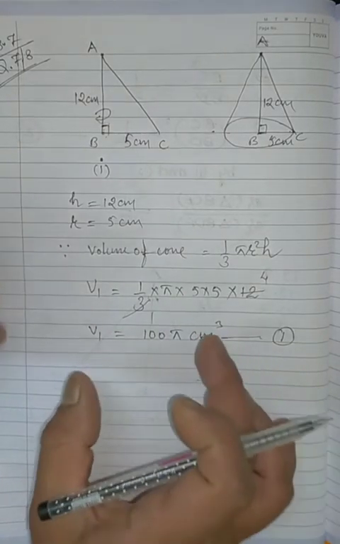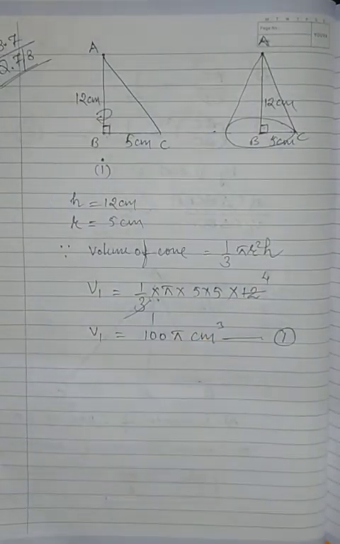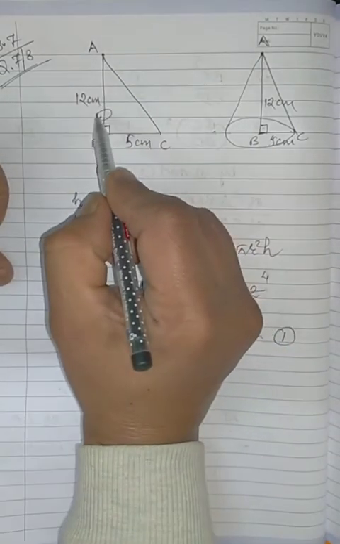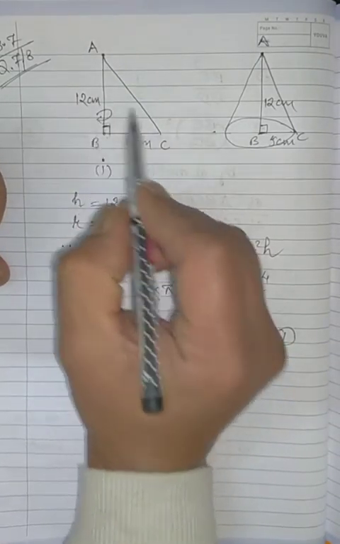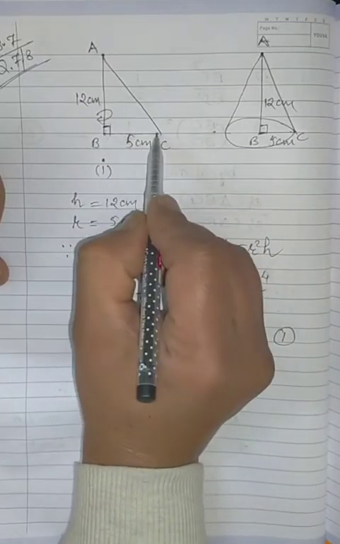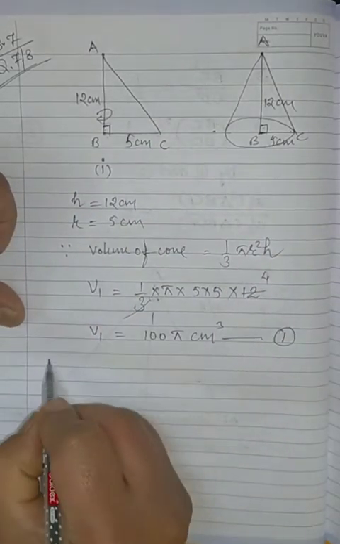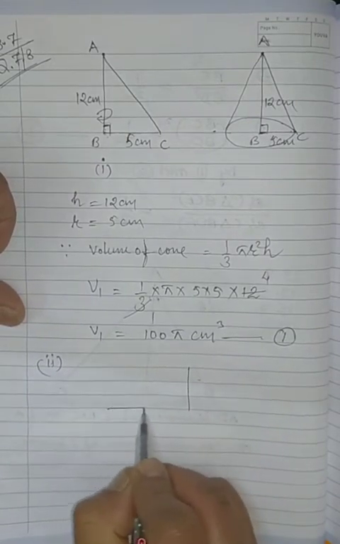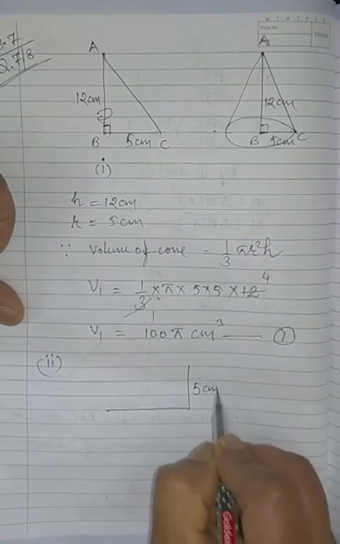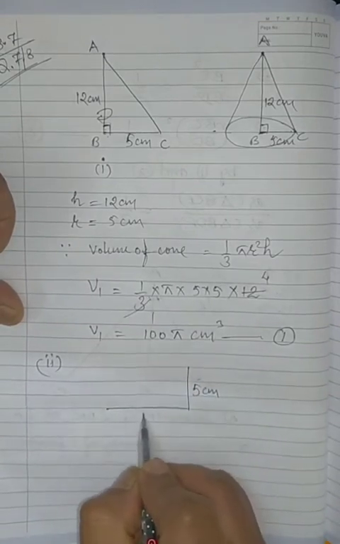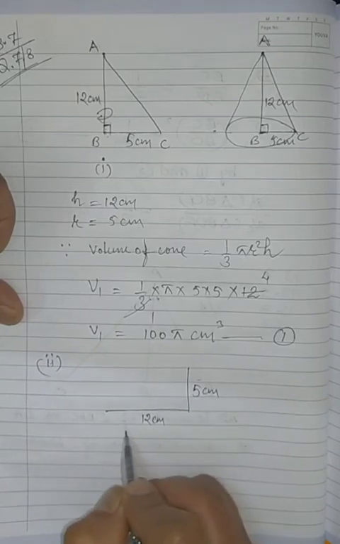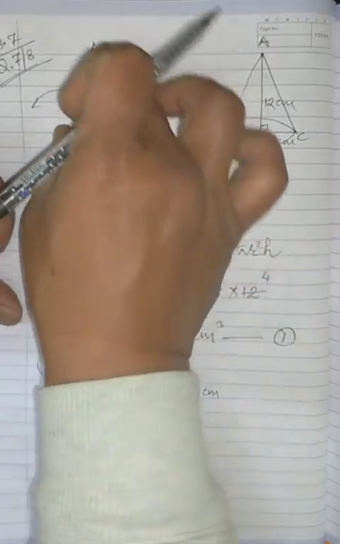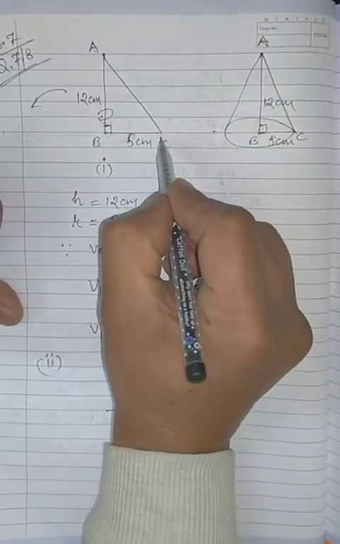Now in continuation, in question number 8, we are given that in the same triangle ABC, instead of rotating it about the side 12 centimeter, the triangle is rotated about the side of 5 centimeter. So in that case the triangle becomes like this, where 5 centimeter becomes perpendicular, 12 centimeter becomes the base. This triangle is rotated like this, turned like this, so point A has come down and C has gone up.